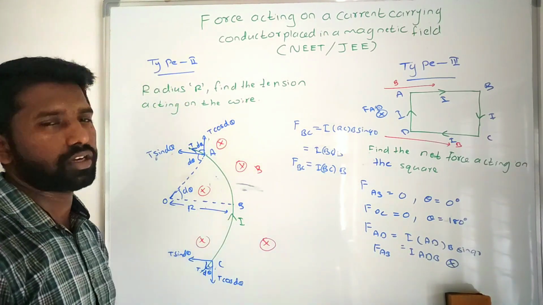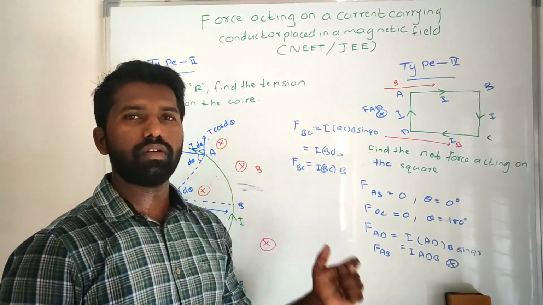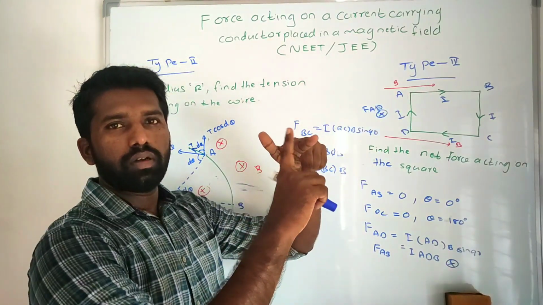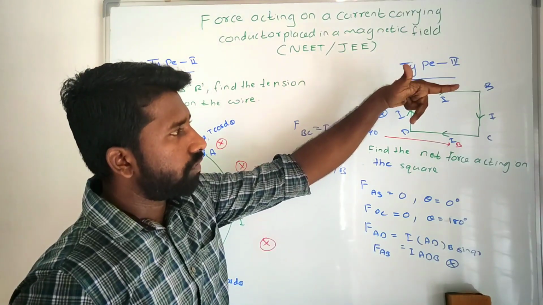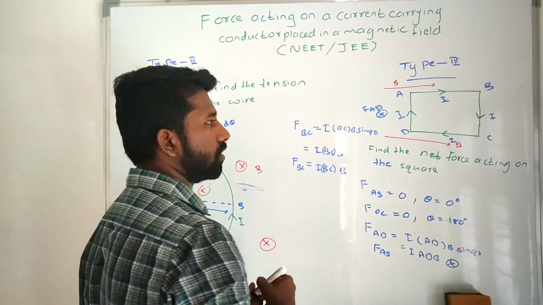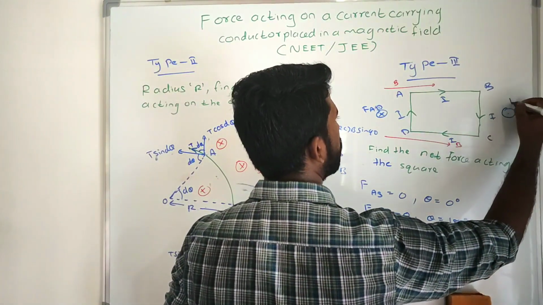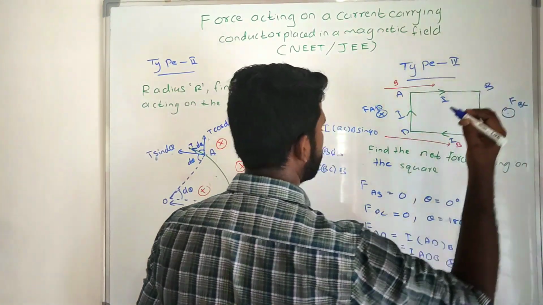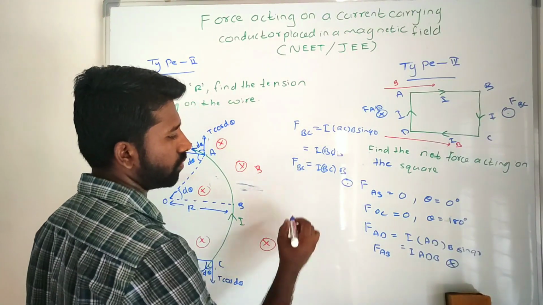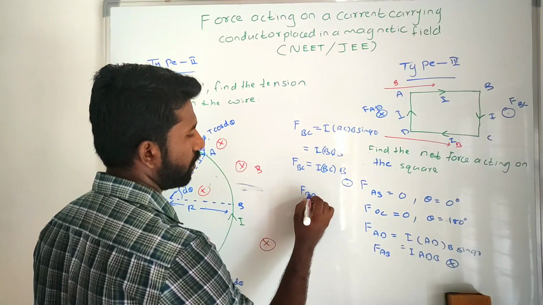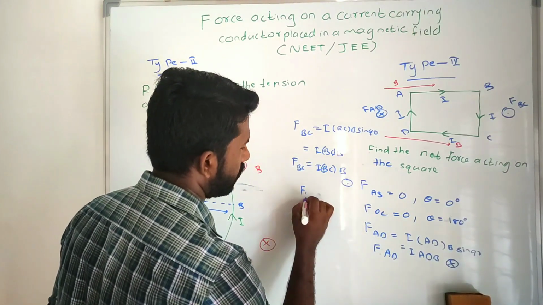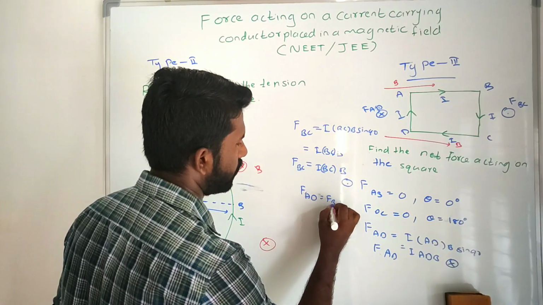What about the direction? The direction is to be found out by using Fleming's left hand rule. You place your forefinger in the direction of magnetic field and the middle finger in the direction of current, and the thumb will release. That means the direction is upward. So FBC is in this direction. So FBC is acting upward. So you can see that FAD is equal to FBC.